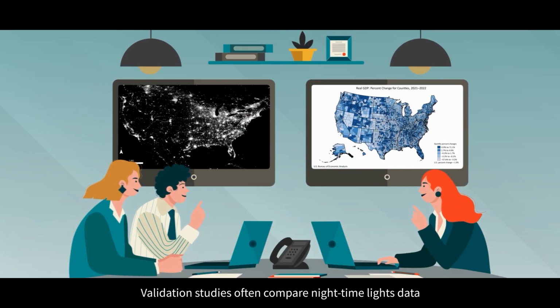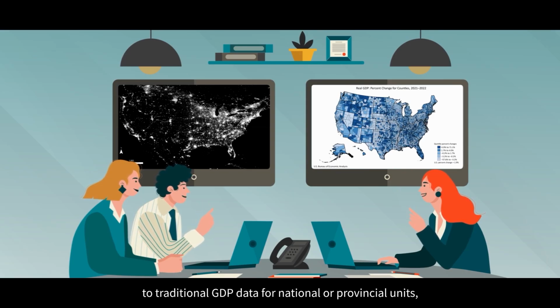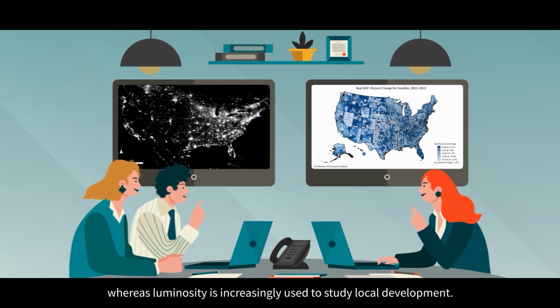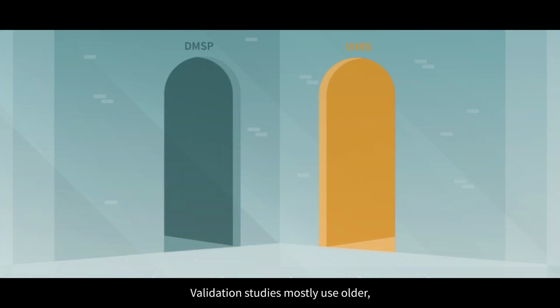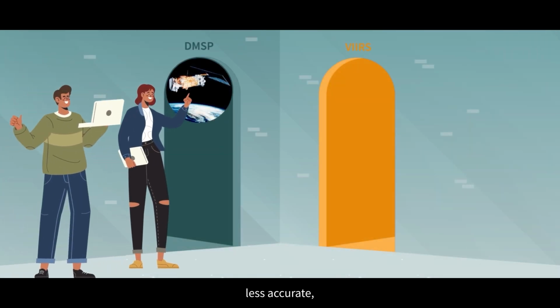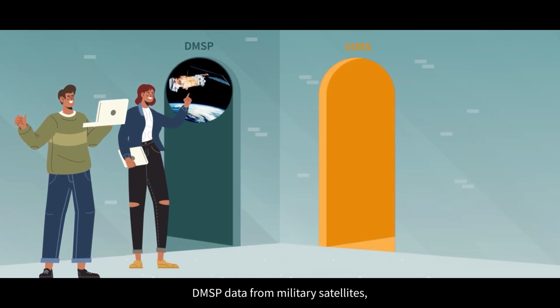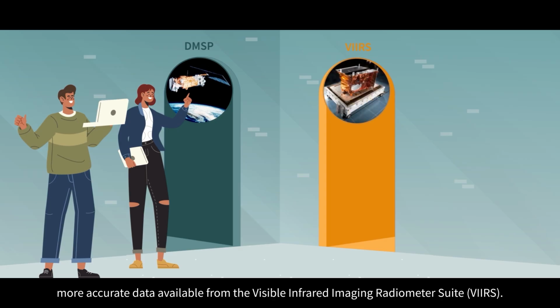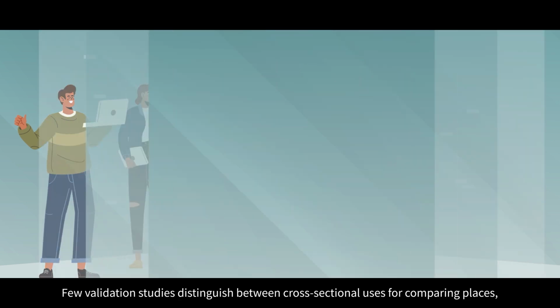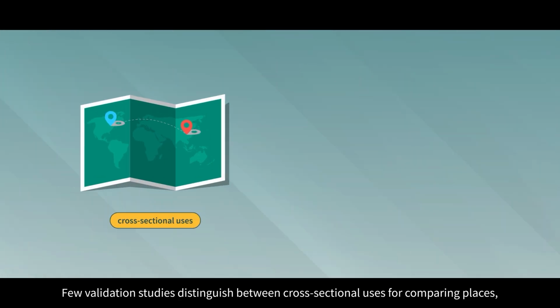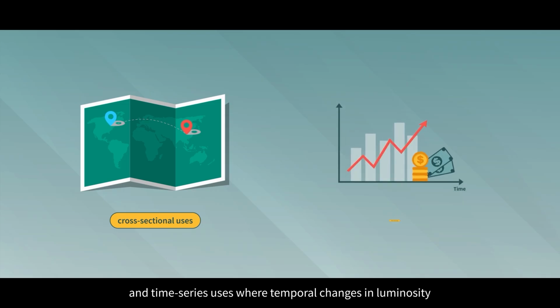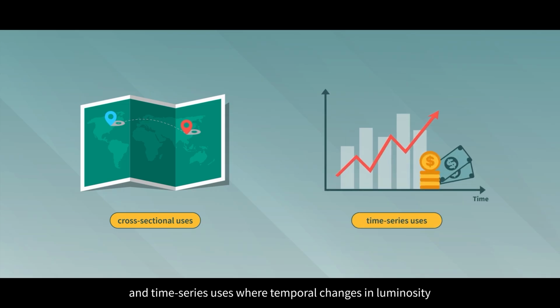Validation studies often compare nighttime lights data to traditional GDP data for national or provincial units, whereas luminosity is increasingly used to study local development. Validation studies mostly use older, less accurate DMSP data from military satellites, and not the newer, more accurate data available from the Visible Infrared Imaging Radiometer Suite. Few validation studies distinguish between cross-sectional uses for comparing places and time series uses where temporal changes in luminosity may reveal the local economic impact of some shock or intervention.